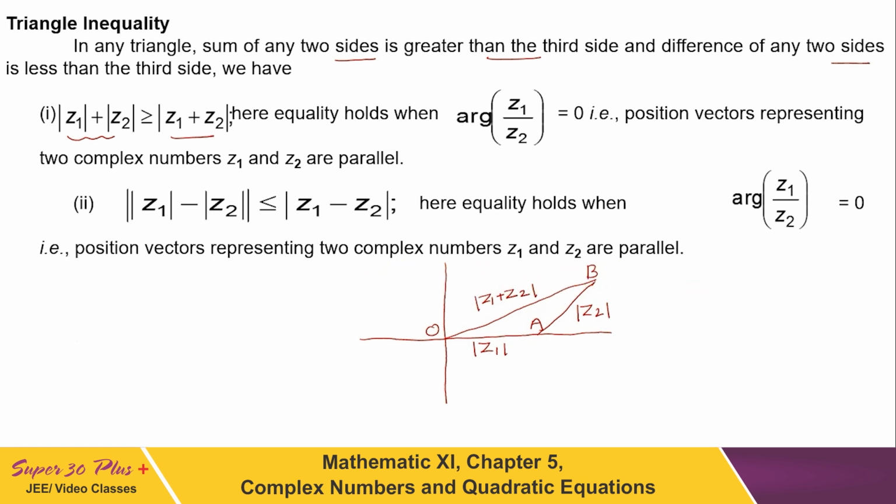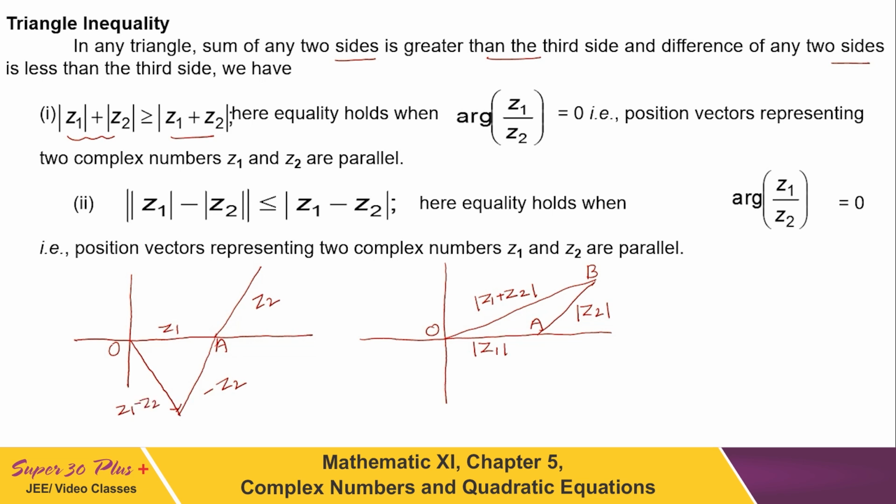And similarly, we can find Z1 minus Z2. If this is the x-axis and this is the y-axis, a complex number is represented by OA, and this is another complex number. We are going to write it as Z2, then minus Z2 will be like this. This is the minus Z2. Now we are going to draw a triangle here, and this triangle represents Z1 and minus Z2, then the resultant will be Z1 minus Z2.